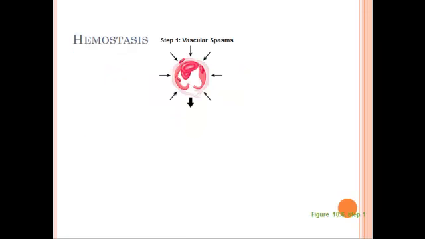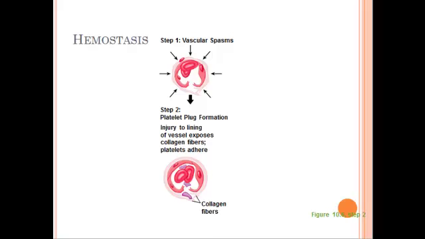So this process is going to occur as a break happens in that blood vessel. The cells around that break are going to start releasing chemicals. And those chemicals are going to trigger this vasoconstriction, or these vascular spasms, in order to keep from losing more blood. As this vasoconstriction occurs, this is going to trigger the platelets to start to form a plug.